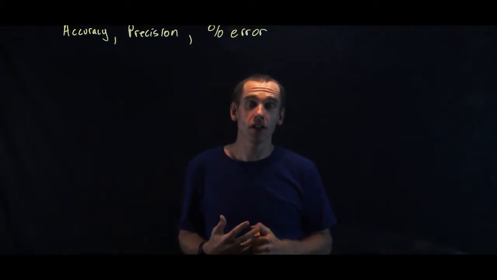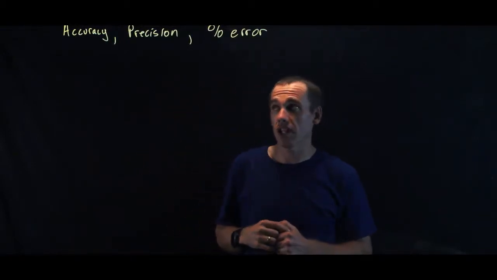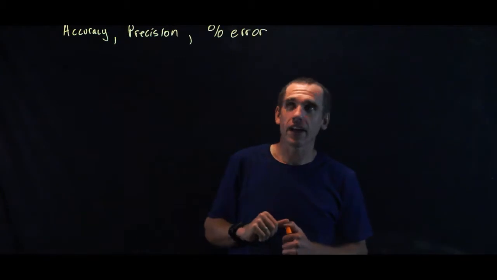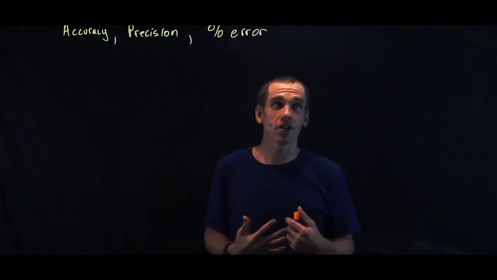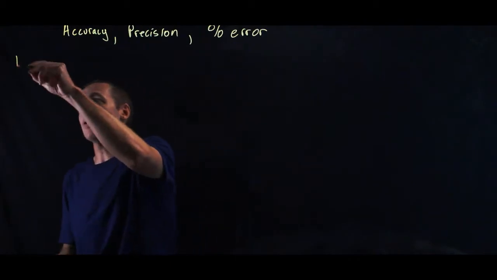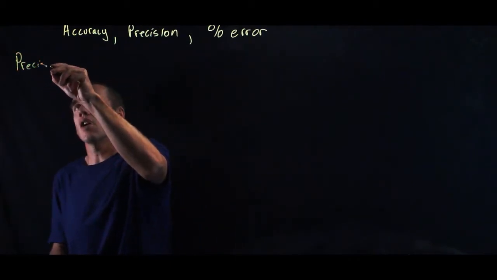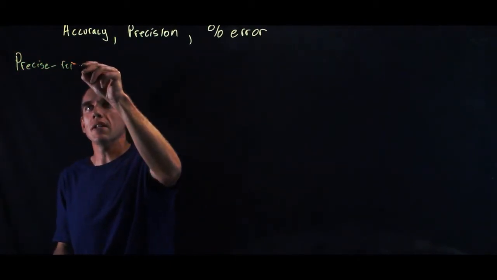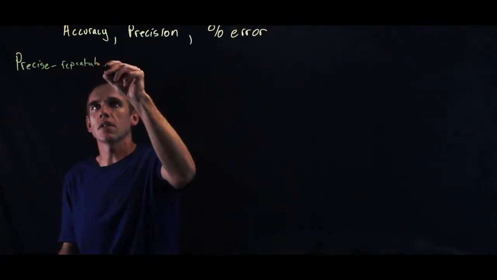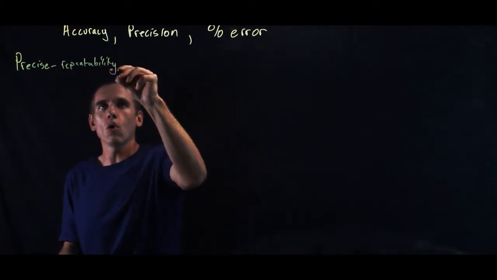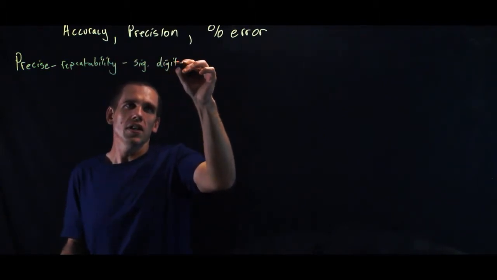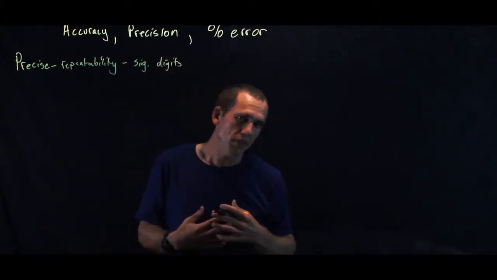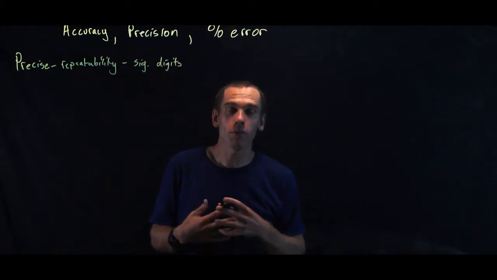In this lesson, we're going to take a look at accuracy, precision, and percent error. Now, precision, we've actually kind of looked at before. When we were looking at significant digits, that's when we're talking about how precise something is. So when we say precision, or how precise something is, all we mean is repeatability, or you can think of this as significant digits. So it's repeatable because the more precise a measure is, the more people will measure it the same way.